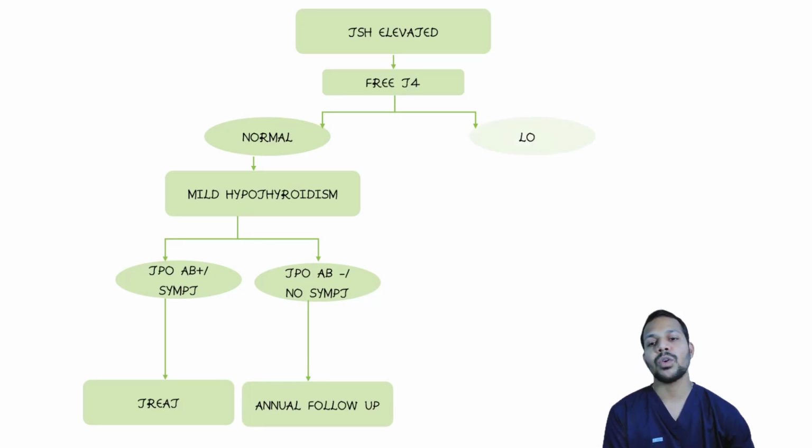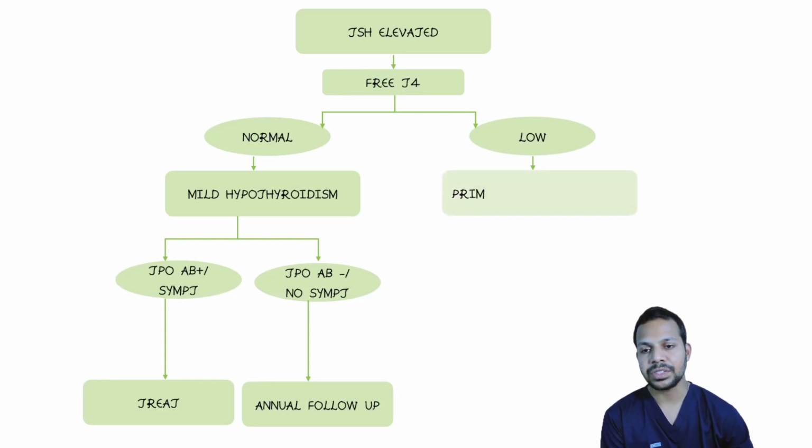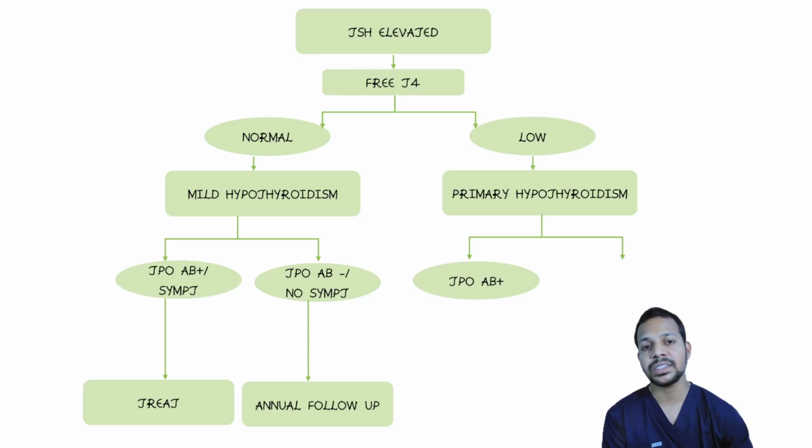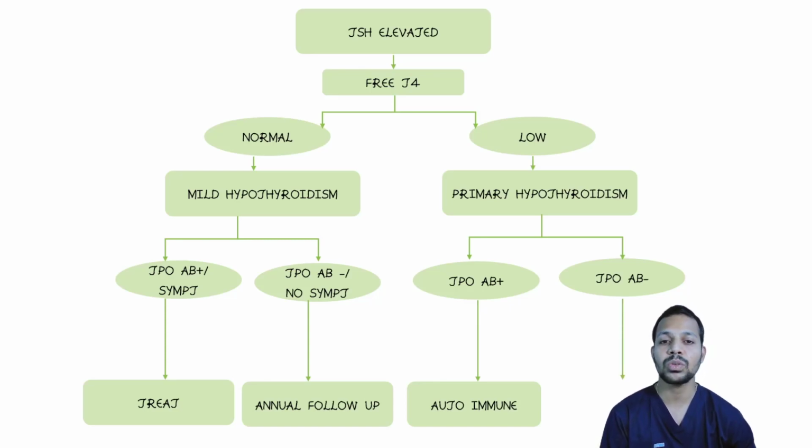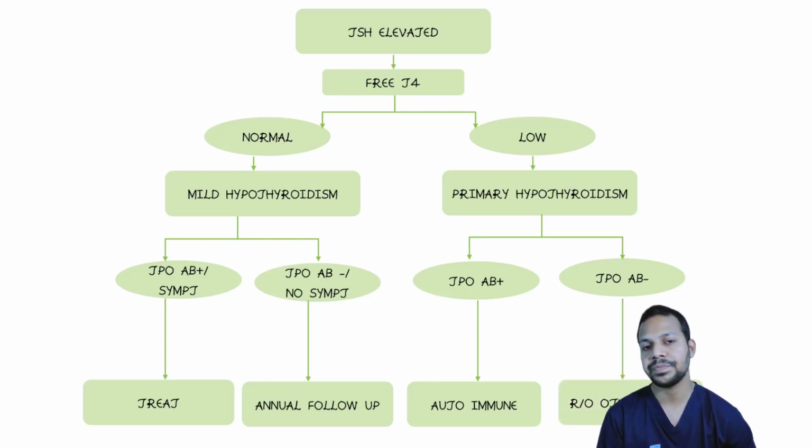What if the free T4 is low? Then the patient is having symptomatic primary hypothyroidism. And again, we have to do TPO antibodies. If the TPO antibodies are positive, it suggests the autoimmune pathology, and again, we have to treat the patient. If the TPO antibodies are negative, still, since the patient is symptomatic and the patient is having primary hypothyroidism, you have to treat the patient, but you have to rule out the cause for it.